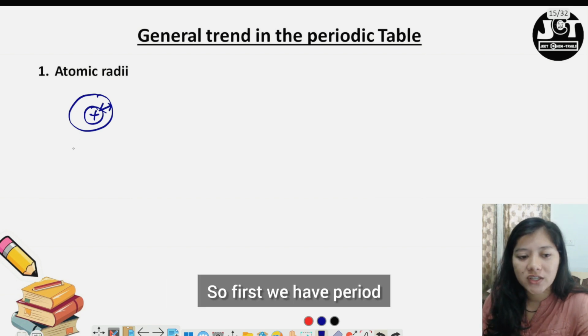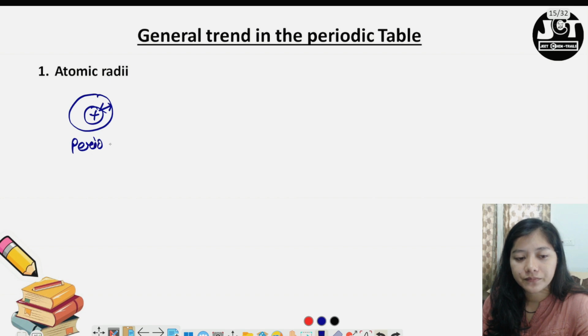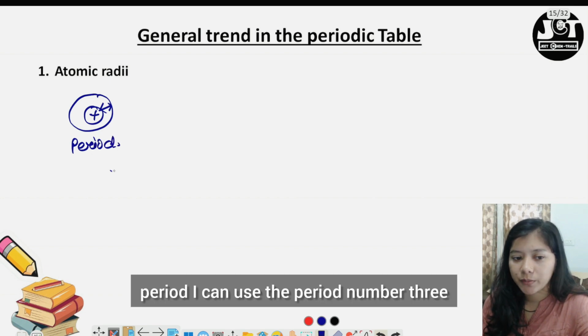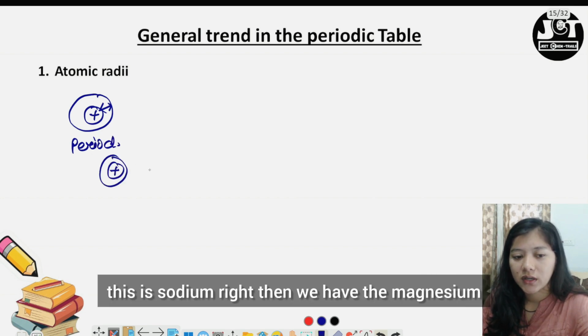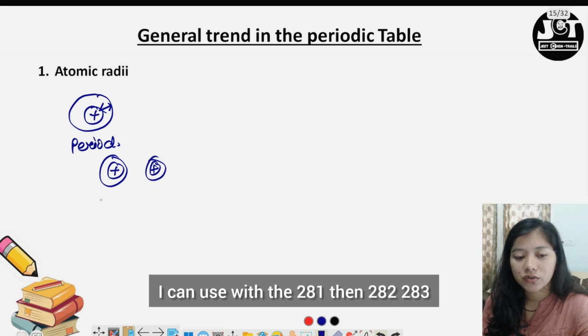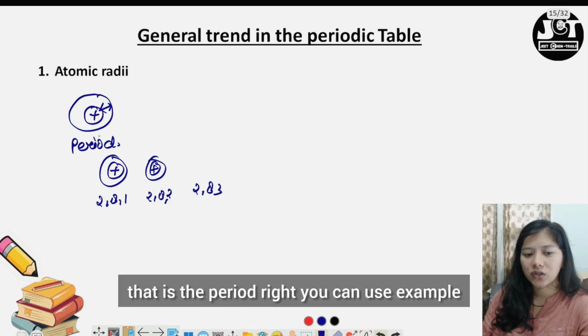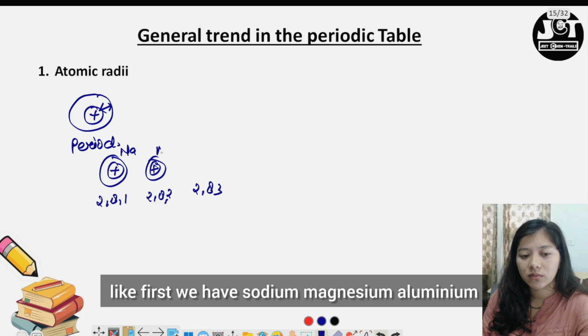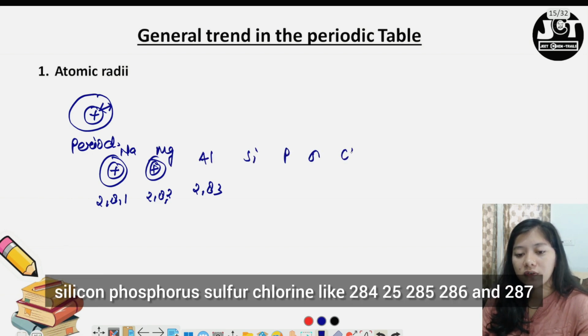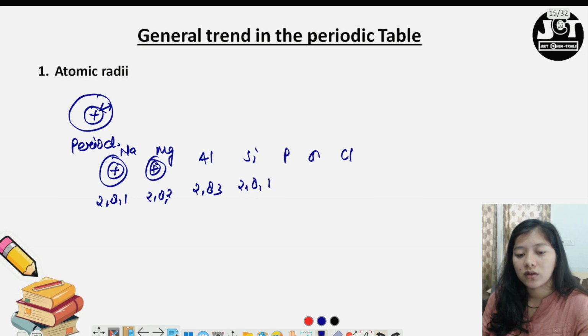Okay, so first we have the period. I can use period number 3. This is sodium, right? Then we have magnesium. I can use the configurations 2,8,1, then 2,8,2, 2,8,3. That is the period, right? For example, first we have sodium, magnesium, aluminium, silicon, phosphorus, sulfur, chlorine, like 2,8,4, 2,8,5, 2,8,6 and 2,8,7.